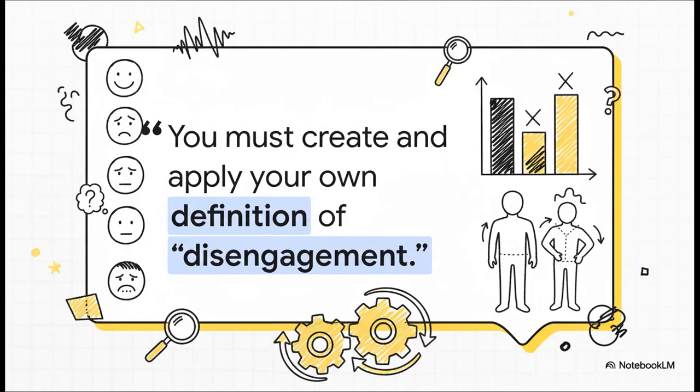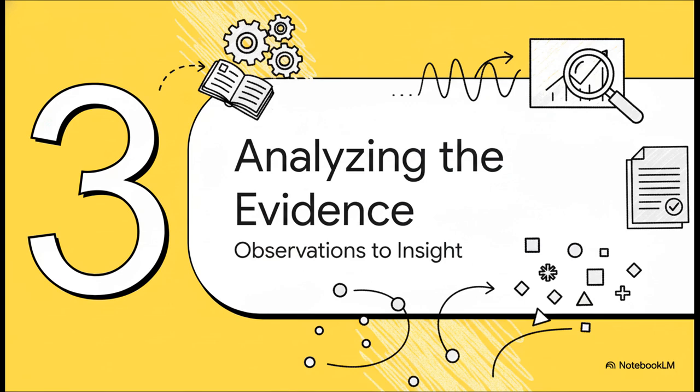Now, here is a really fascinating part of the assignment. You, the researcher, have to define what disengagement actually means. What does it look like? Is it just silence? Is it a subtle shift in body language? Maybe turning away from the group? Maybe it's somebody putting in an earbud. This one little detail shows you that this kind of research isn't just about counting. It's about interpretation.